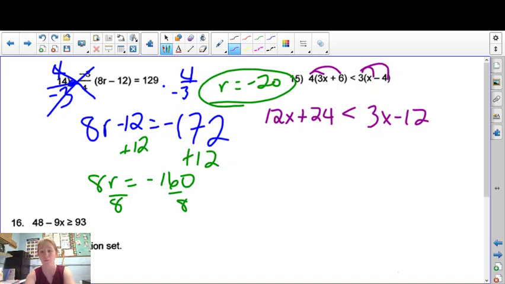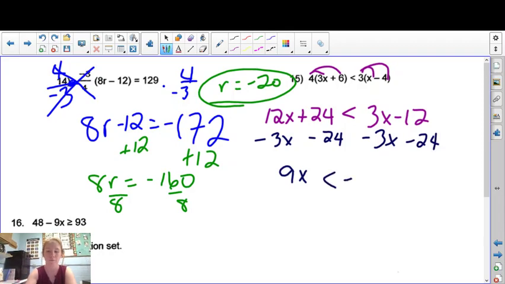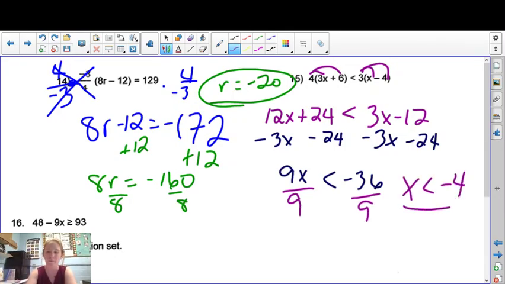There are 4 different ways to start this problem. One is not more right than the other. They are just equally different. So I'm going to go ahead in this case and get my x's together first. And then I'm going to go ahead and move over my 24. I do 2 steps at once. And then next I'm going to go ahead and divide, and since I'm dividing by a positive number, my sign stays the same, and x is less than negative 4.